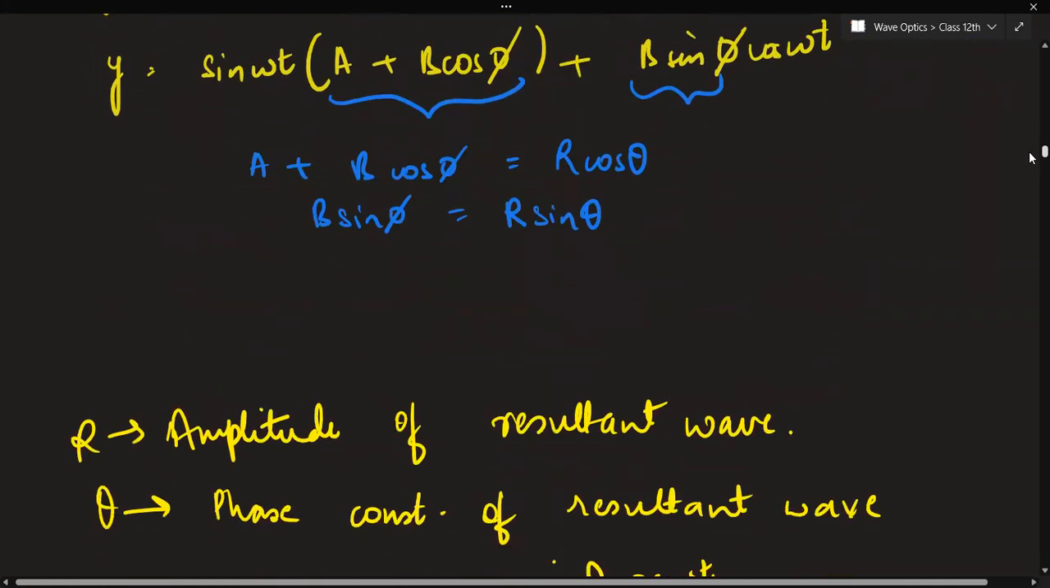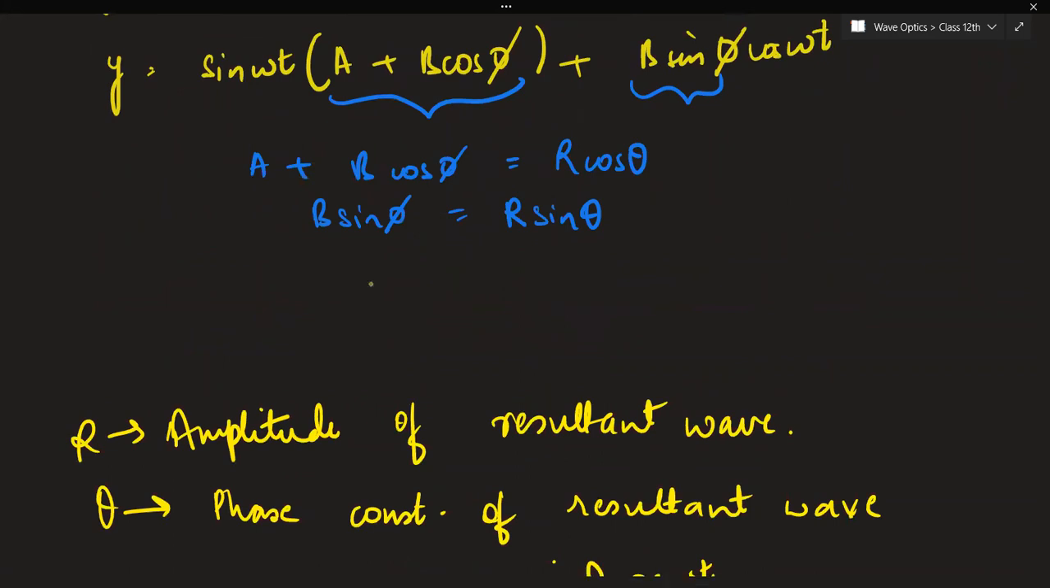So these two equations are very important. This first equation and this second equation, these two equations are very important. R is the amplitude of the resultant wave, theta is the phase constant of the resultant wave.